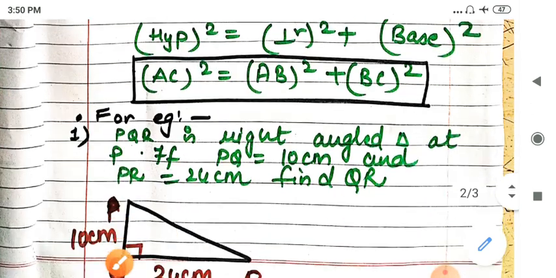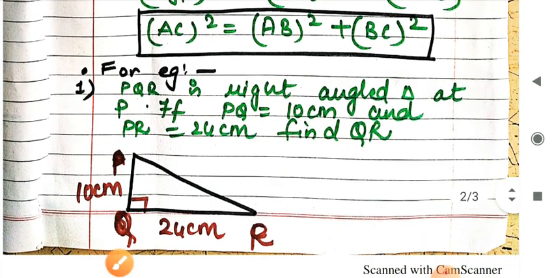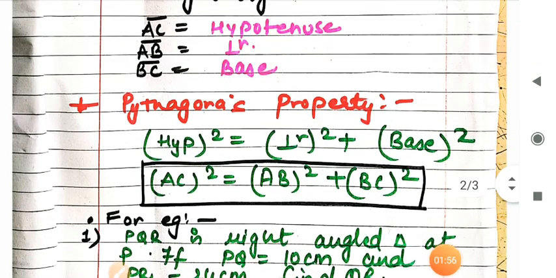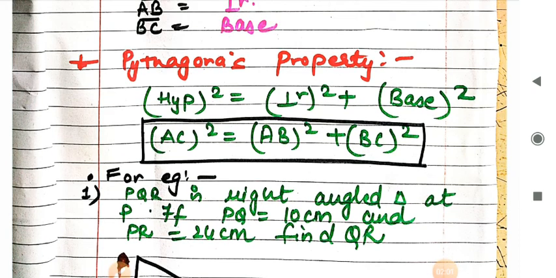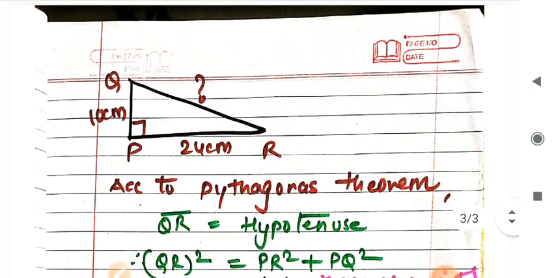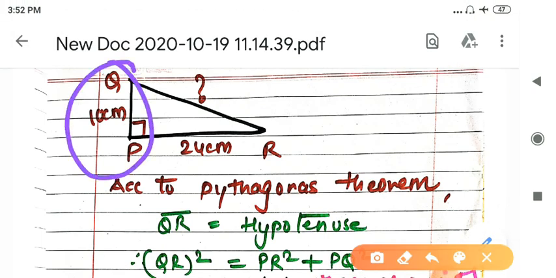Let us come to some examples so that we can understand how to use the Pythagoras theorem. For example, here you can see there is one triangle PQR where angle Q is 90 degree, PQ is equal to 10 centimeter, PR is equal to 24 centimeter. Then find QR. Here we draw the triangle PQR, with PQ as 10 centimeter and PR as 24 centimeter. You have to find out the longest side, that is the hypotenuse of the right angle triangle.